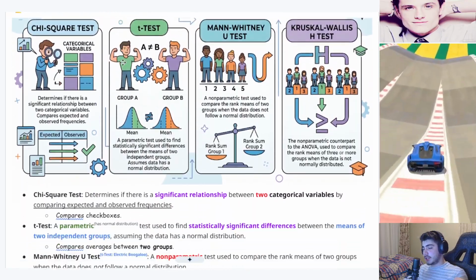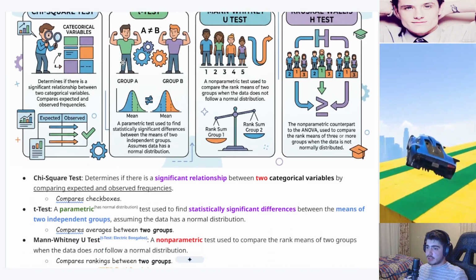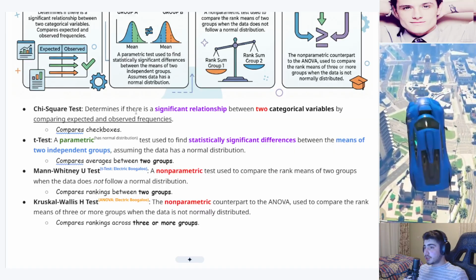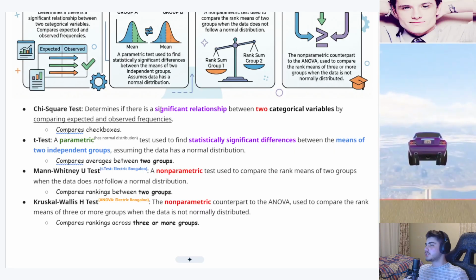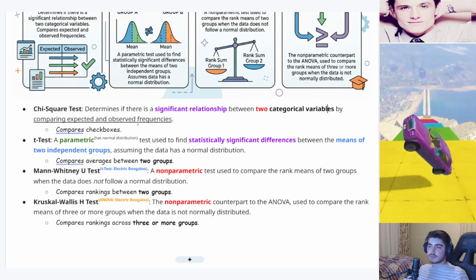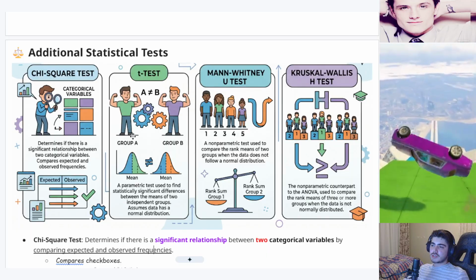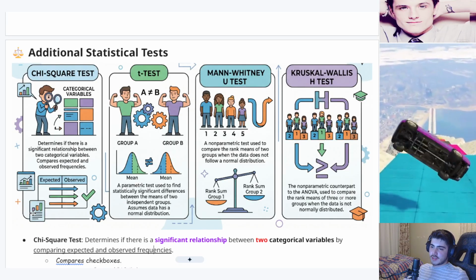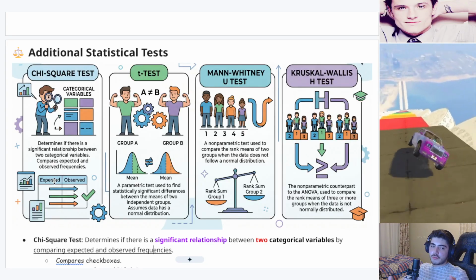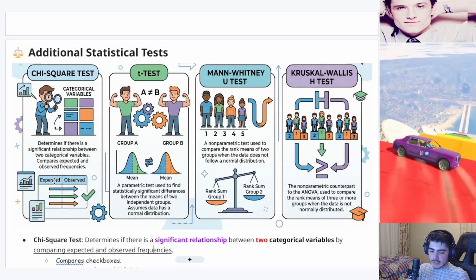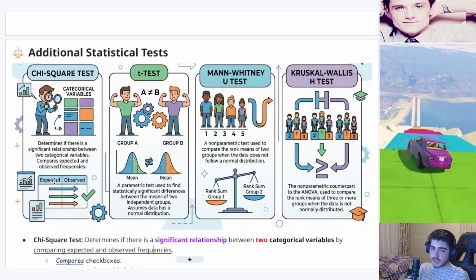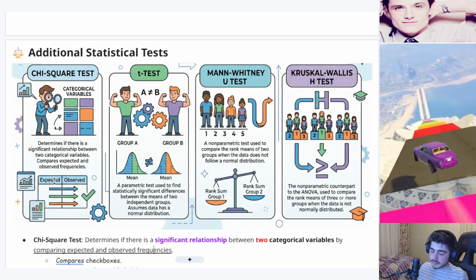And then, lastly, we have four additional statistical tests. The first one is the chi-square test. It determines if there's a significant relationship between two categorical variables by comparing expected and observed frequencies. So you have an expected amount of results for the answers that people give to these categorical variables.